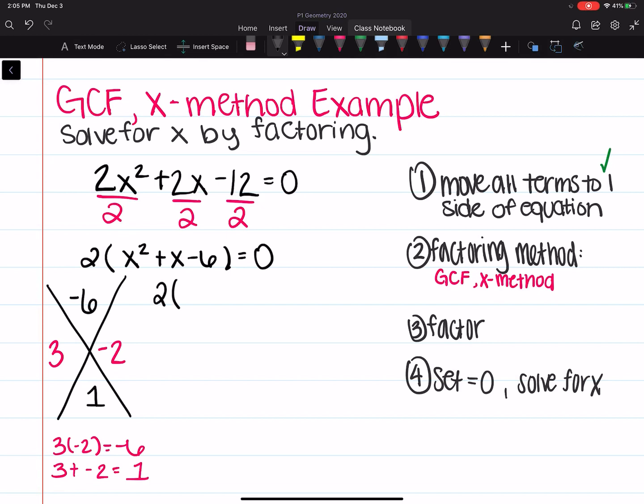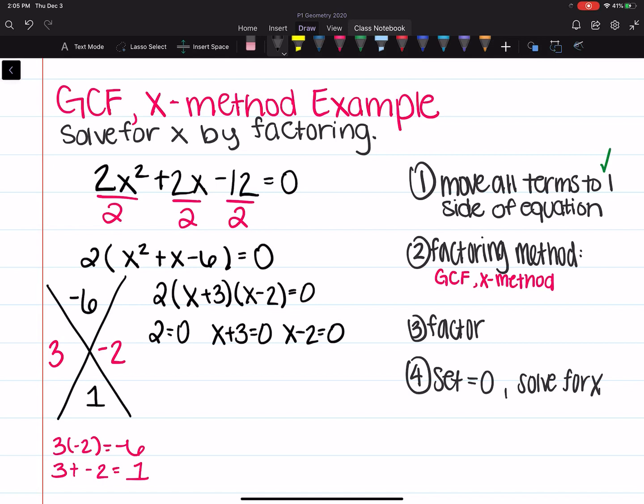So I'm going to keep my GCF in front again, and I'll create my factors using that +3 and -2, still setting it equal to 0. Once I've factored, I want to set each of my factors equal to 0 and solve for x. So 2 is considered a factor, so I'm going to set it equal to 0. I'll take my x plus 3, set it equal to 0. My x minus 2, set it equal to 0.